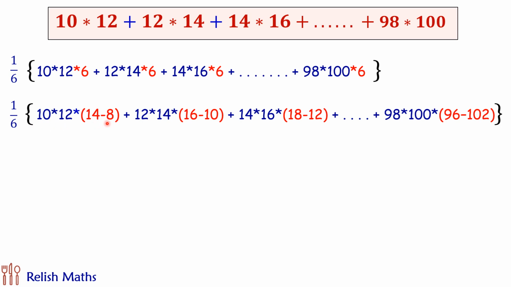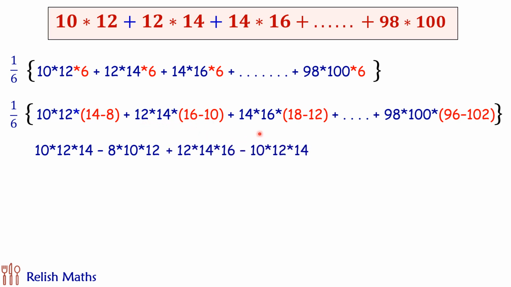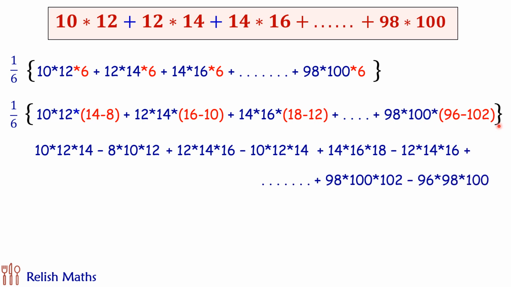So each term is basically getting split into two terms. So this first term will become 10 times 12 times 14 minus 8 times 10 times 12. Same way this term, when we open it up, is 12 times 14 times 16 minus 10 times 12 times 14. So same way we'll open this particular term and so on, all the terms till the last term. And of course the full thing we have to divide by 6.